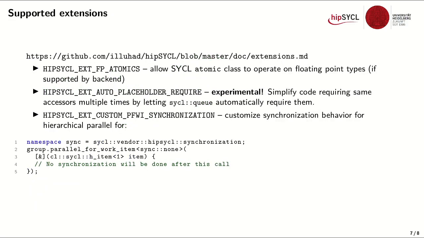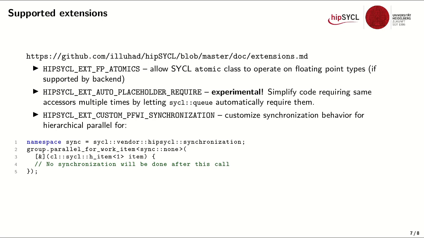We also support a couple of extensions in HipSYCL. For example, the FP atomics extension allows the SYCL atomic class to operate also on floating point types if that's supported by the backend, so CUDA or HIP. And then there's also an experimental extension that can dramatically simplify code that requires the same accessors multiple times in a row by letting the SYCL queue automatically require them. This can really reduce a lot of boilerplate code.